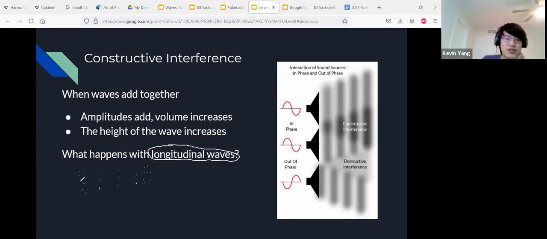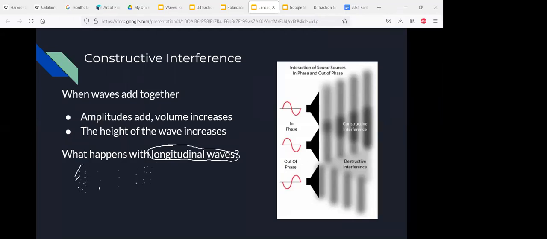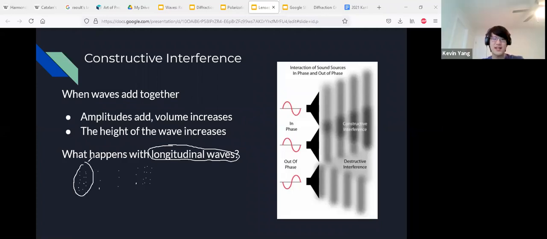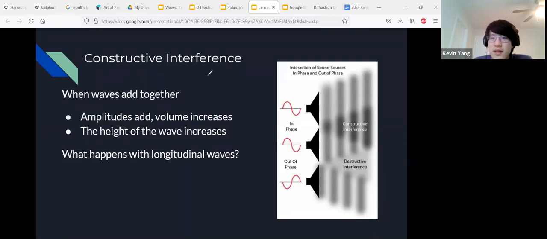Because if we have two places of high density of particles, that density of particles is going to increase even more, right? Which means that in effect, we've increased the amplitude of the wave. So constructive interference even works with longitudinal waves. And it makes sense because sound is a longitudinal wave and we still hear louder sounds because of constructive interference, right? So we can see constructive interference with sound, and it's essentially just where waves add together.